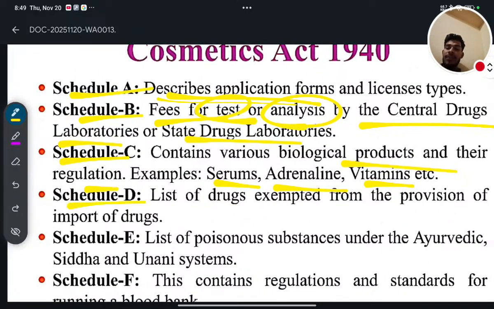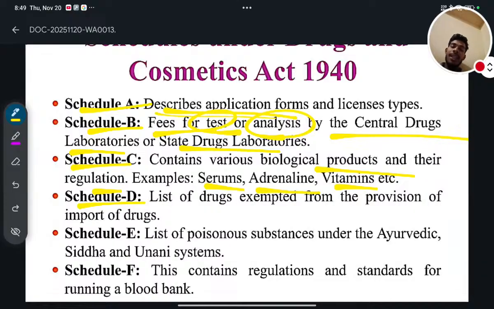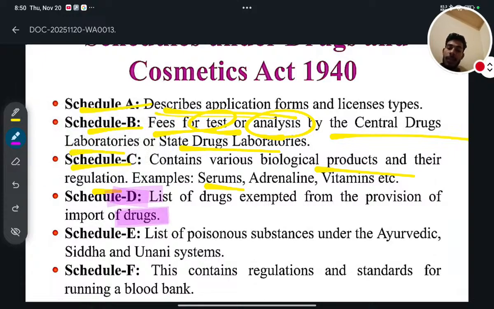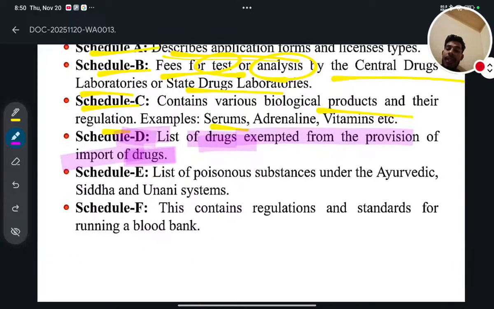And then you will see Schedule D. Schedule D is the list of drugs exempted from the provision of the import of drugs. So D for drugs. You have to remember like this, D for drugs. Schedule D will tell you the list of drugs which are exempted from the provision of import. Okay, next, Schedule E.